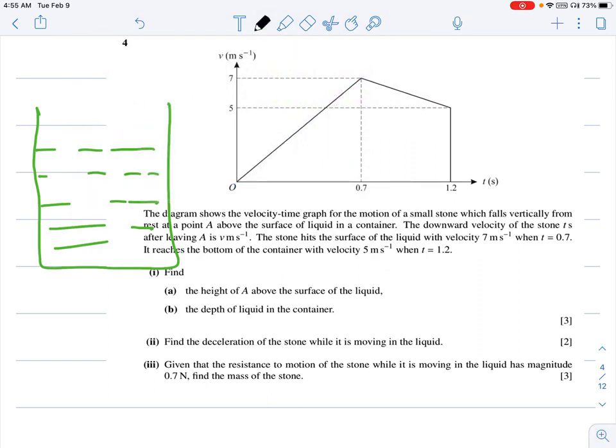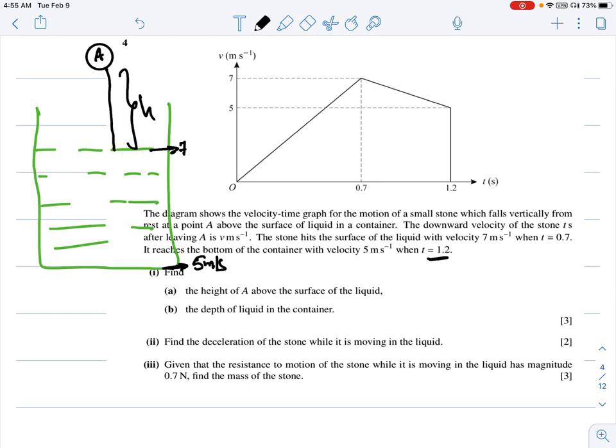So let me do it in different colors. So the body is here and it is falling from a height of h. This height h I have to calculate, and the stone hits the liquid surface with v 7 meters per second, at t equal to 0.7, but it reaches the bottom with 5 meters per second at t equal to 1.2. Find the height a above the surface of the liquid. So there is a body a.